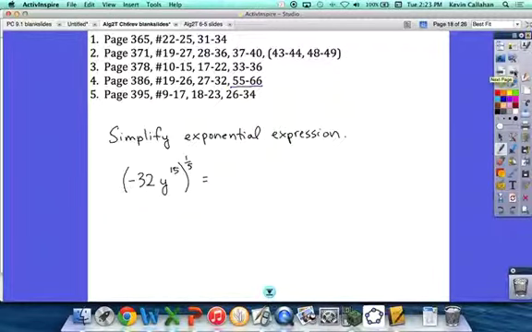Now, simplify an exponential expression. What do I do about this parentheses raised to the 1/5 power? You're going to bring it inside. You can think of it as a distribute, like that. Negative 32 to the 1/5 times y to the 15th to the 1/5. How do we simplify the negative 32 to the 1/5 part?